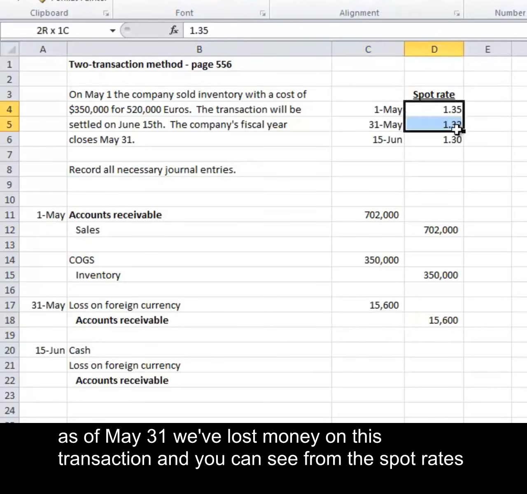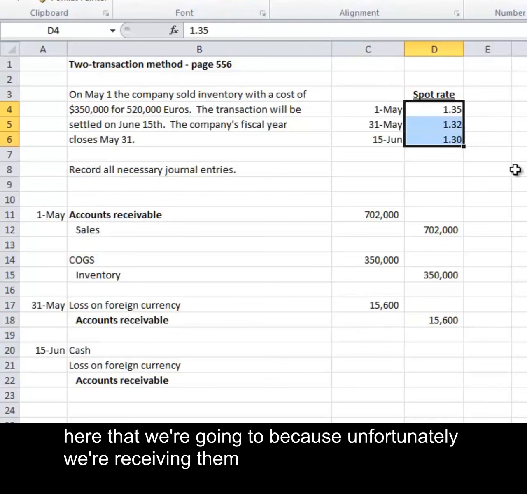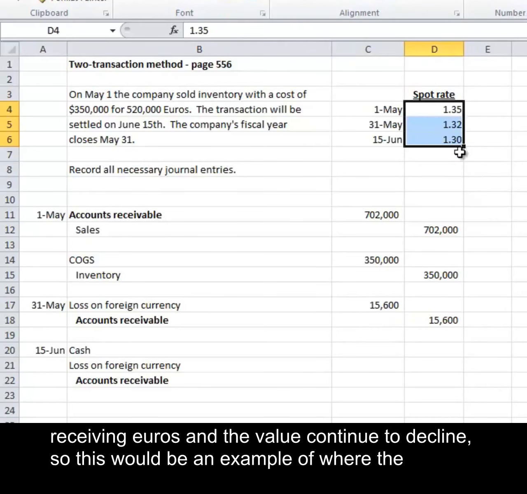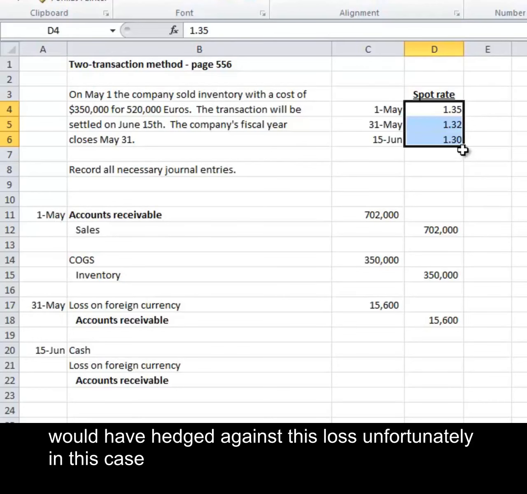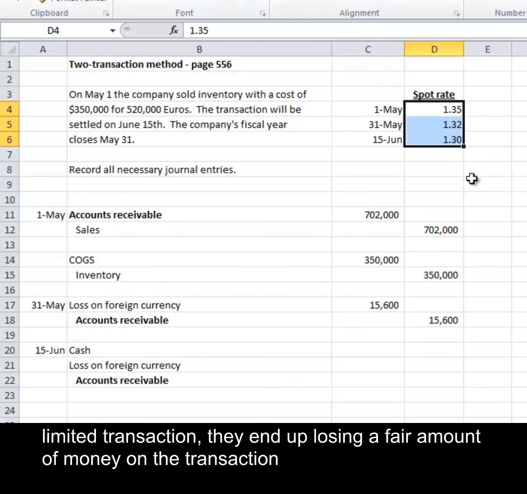You can see from the spot rates here that we've lost, because unfortunately we're receiving euros, and the value continued to decline. This would be an example of where the company, if they knew or anticipated the euro was going to be going down, would have hedged against this loss. Unfortunately, in this case, with a limited transaction, they end up losing a fair amount of money on the transaction simply because of the exchange risk.